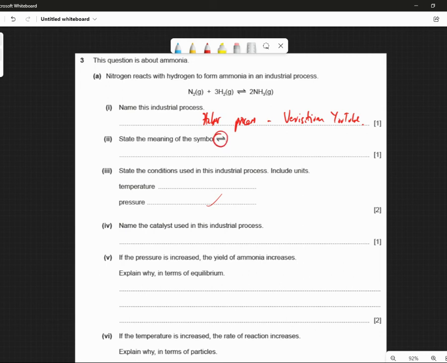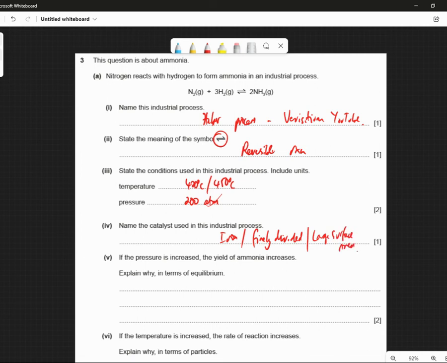State the meaning of this term. This means a reversible reaction. State the conditions used in the process. 400 degrees we use, pressure 200 atmospheres. Actually, I think this is often 450 these days, isn't it? Name the catalyst. It's iron. It's often what we call finely divided. Now, finely divided is just a fancy way of saying it has a large surface area.